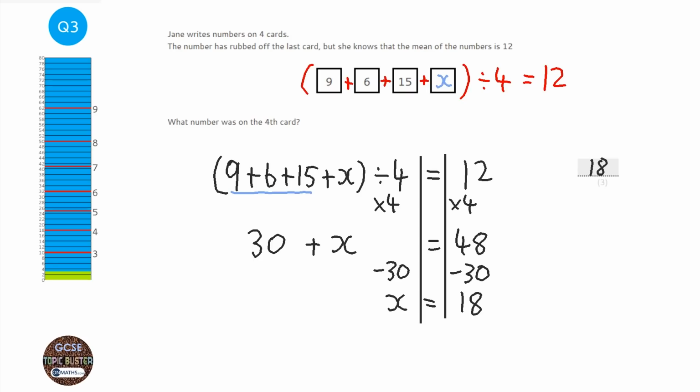So I know the answer is 18, but I can check that just to check whether I've got it right. So 9 plus 6 plus 15 plus 18 is going to be 48. 48 divided by the amount of numbers, which is 4. So 48 divided by 4 is 12. So that's my answer. Now, you could have done that through just trying different numbers out, but imagine in the exam, maybe the numbers are going to be a lot bigger. So this method is probably the quickest, but there are other methods, other ways of doing it.